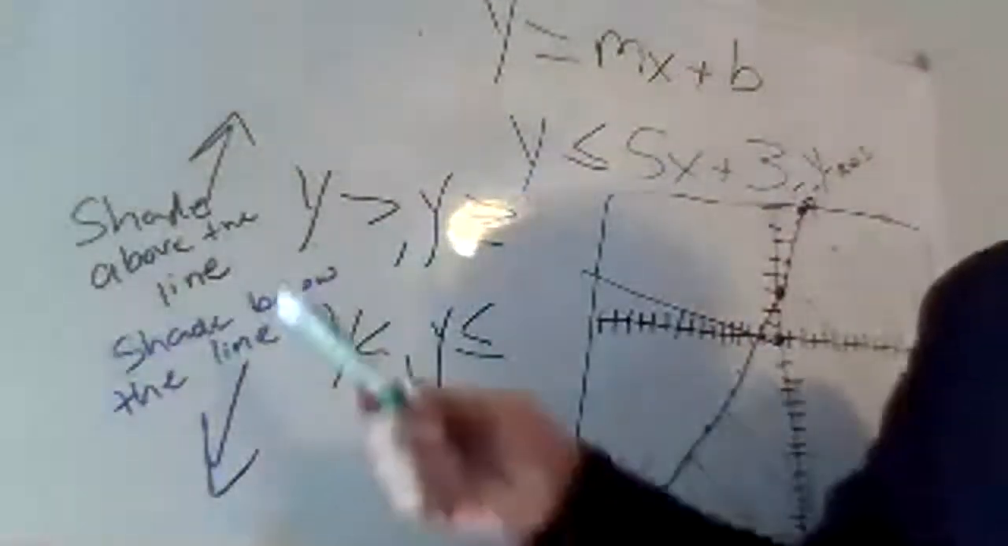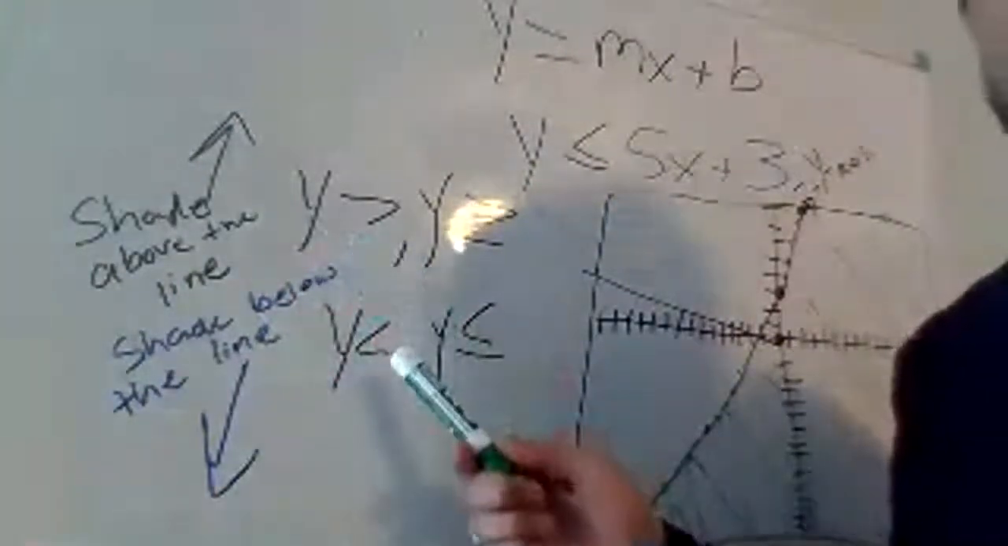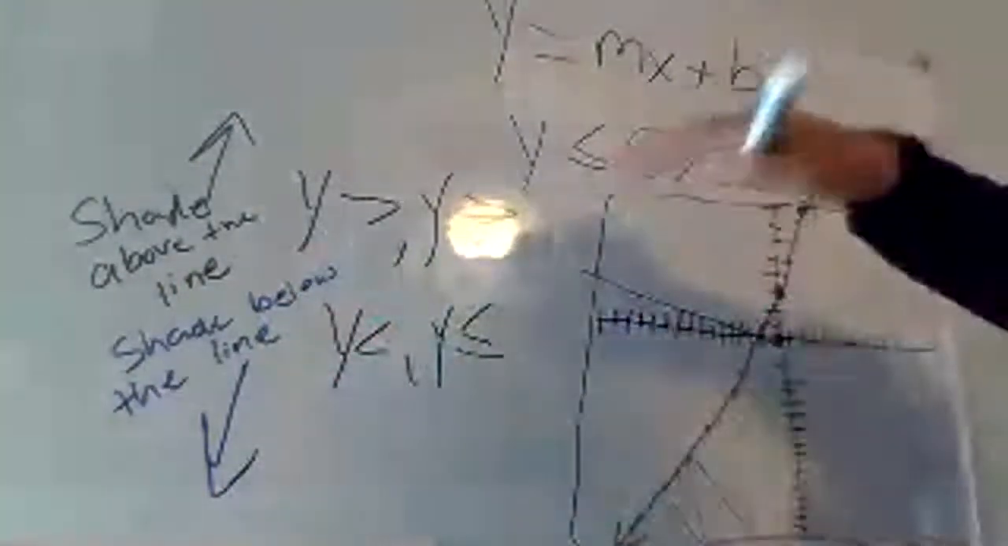So this is probably the easiest way to think of it. You look at that inequality sign, which lets you know whether you're going to shade above or shade below.